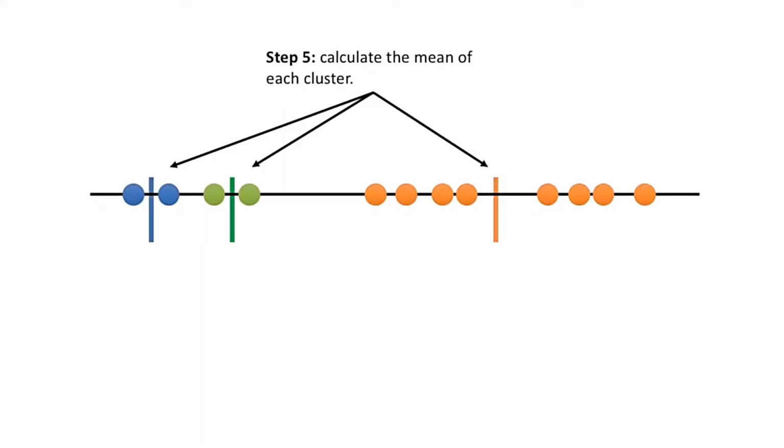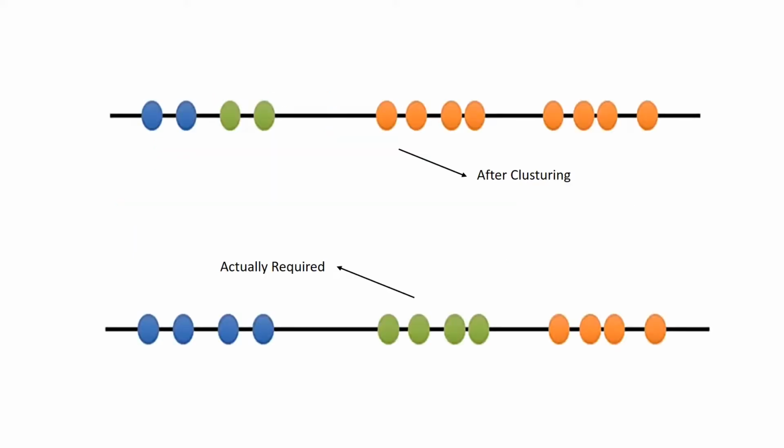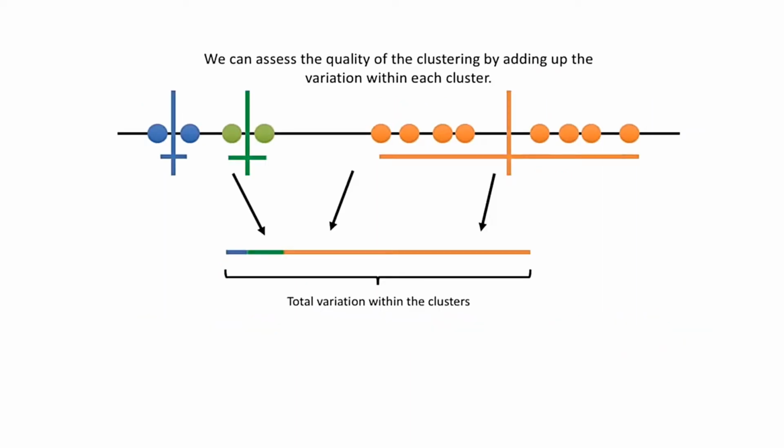Calculate the mean of each cluster. Then we repeat what we just did: measure and cluster using the mean values. Since the clustering did not change at all during the last iteration, we are done. The k-means clustering is pretty terrible compared to what we did by eye. We can assess the quality of the clustering by adding up the variation within each cluster. Here is the total variation within the clusters.